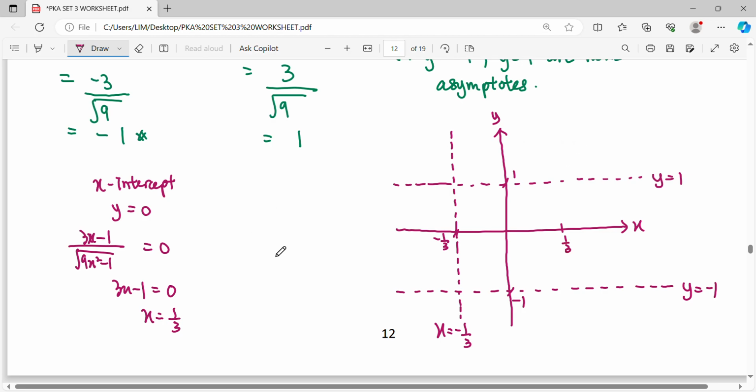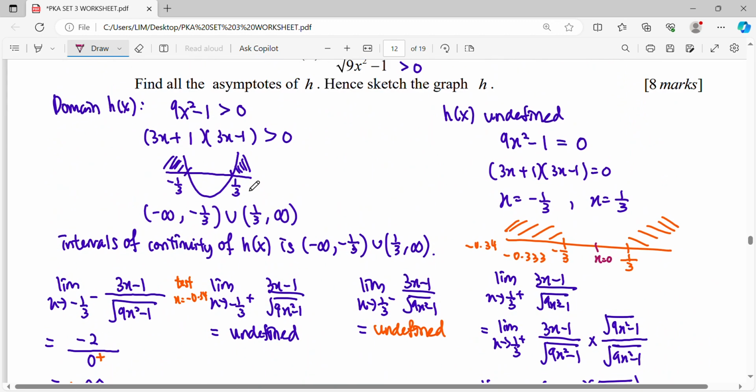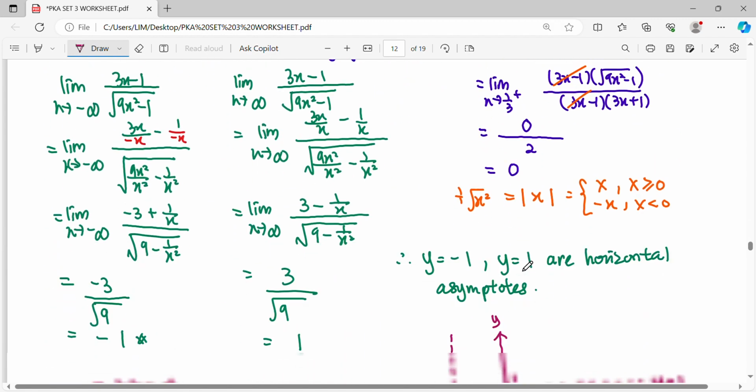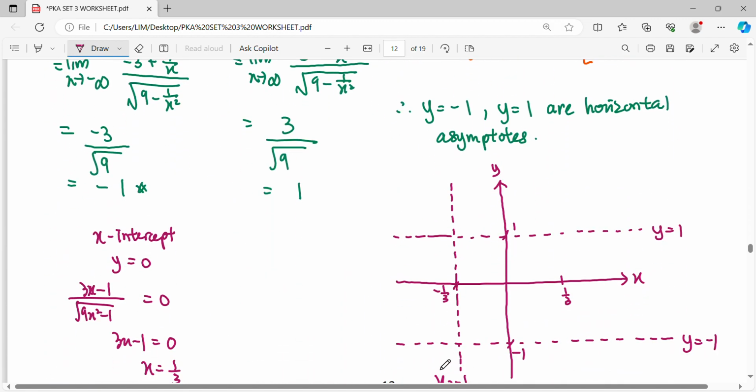So from the beginning, the domain is less than -1 over 3 and more than 1 over 3. So from the beginning, you know that this part is having graph, having function. After 1 over 3 here also having function. In the middle, between -1 over 3 until 1 over 3, got function or not? Don't have. No graph. Function not defined means no graph. Not in the domain means no graph.